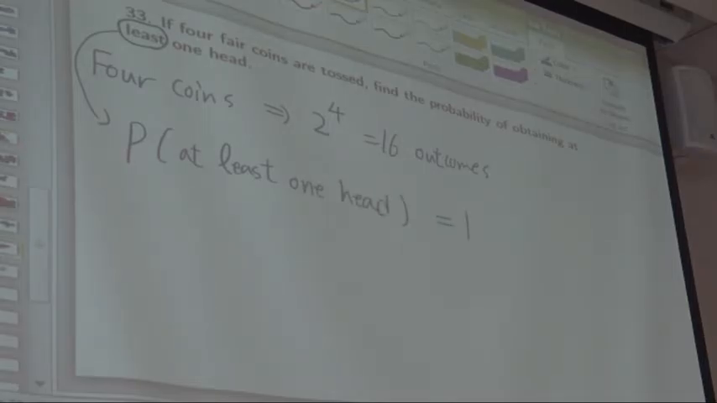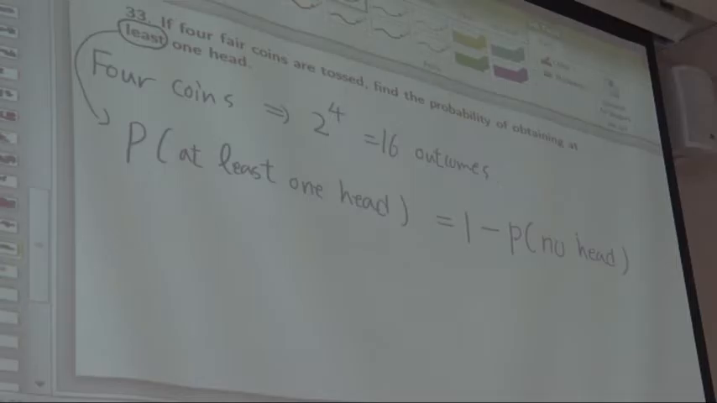is, we actually compute the opposite thing. 1 minus the probability of what? What is the opposite of at least 1 head? At least 1 head, 1, 2, 3, 4. What is the opposite? No head. At least 1 means 1 head, 2 heads, 3 heads, 4 heads. The opposite is no head.